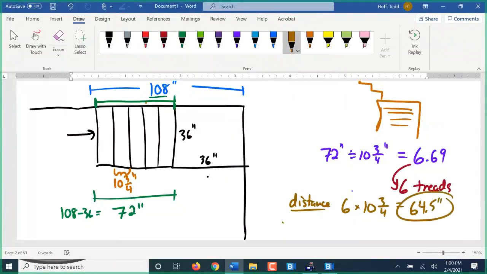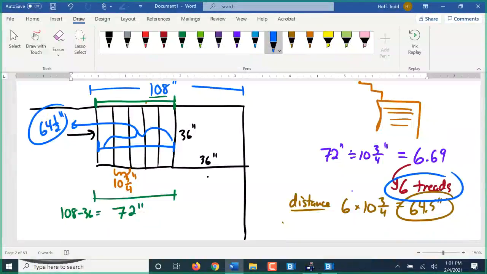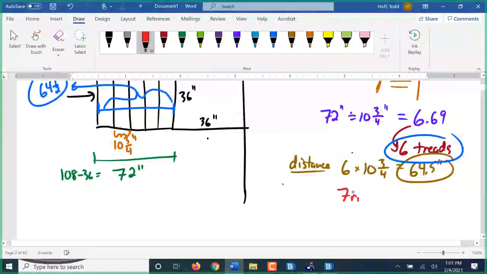So the actual distance from the last step at the bottom of the landing to the top is going to be 64.5 inches. So we're actually going to be coming up 7.5 inches short of our restriction, so it'll give us a little bit extra space up there. Now we had 6 treads up above, which means, remember, we always get 1 extra riser. That means we have 7 rises.